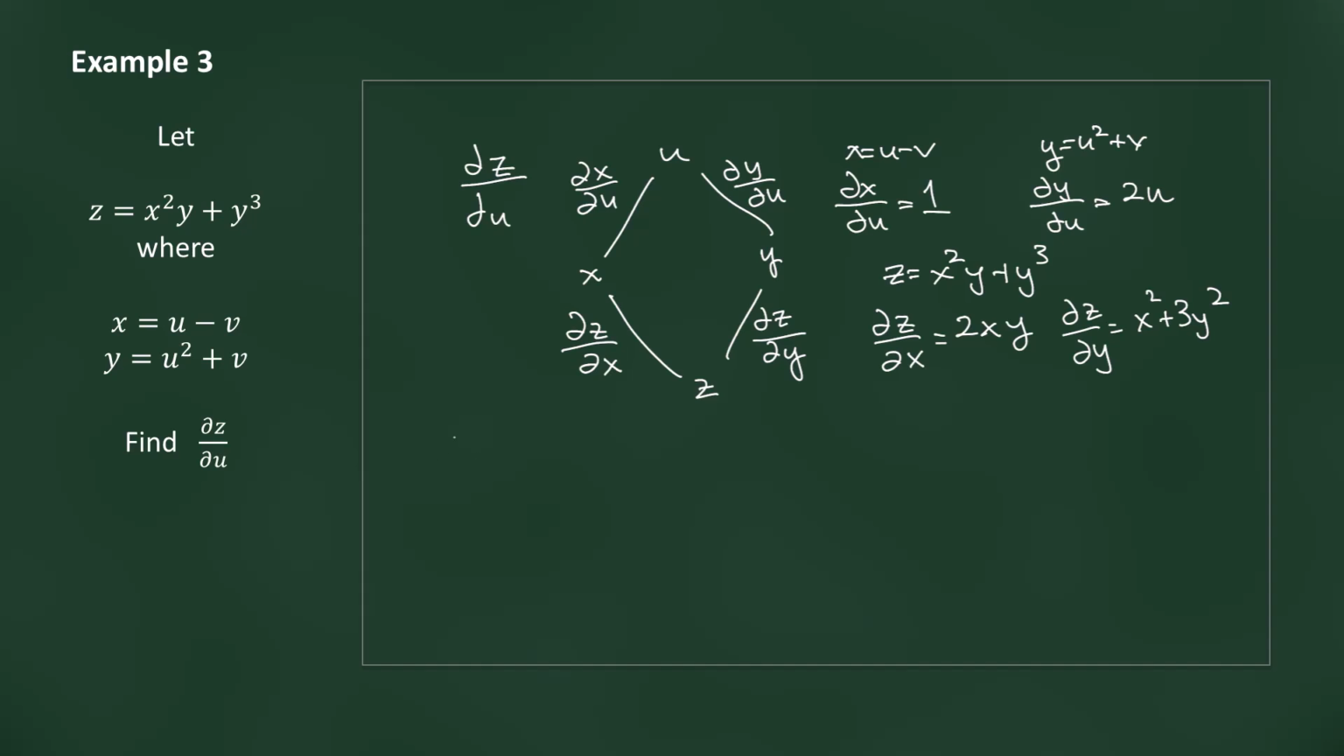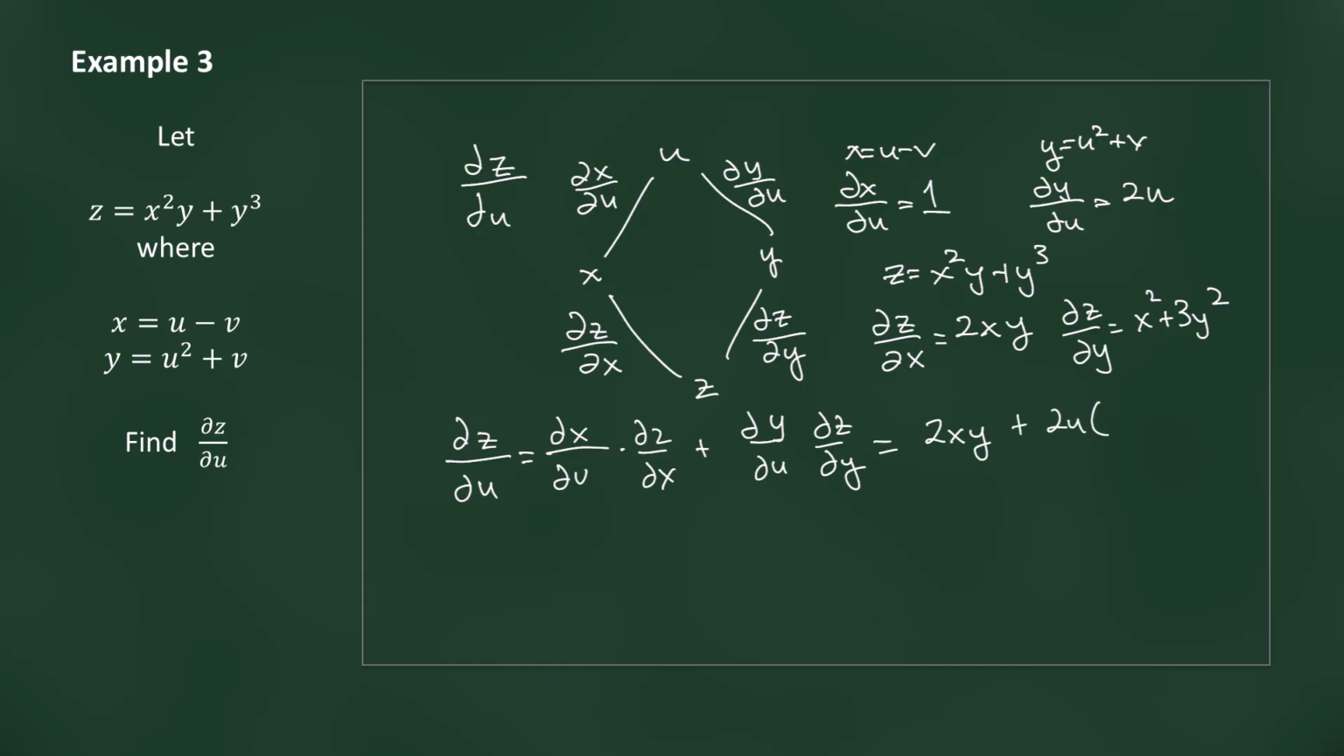Okay, so now we can put it all together. Using our formula, remember we're going to multiply along the paths and then add the paths together. So we get the partial of x with respect to u times the partial of z with respect to x, plus the partial of y with respect to u times the partial of z with respect to y. And plugging everything in, we get 1 times 2xy plus 2u times x squared plus 3y squared.